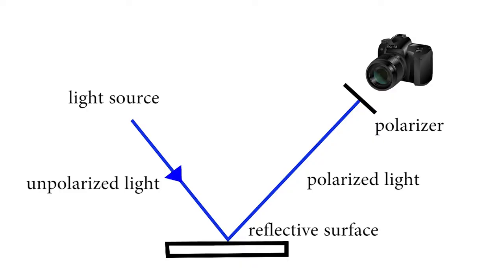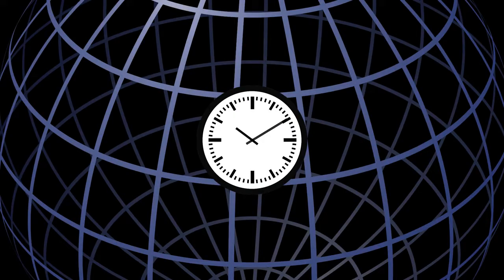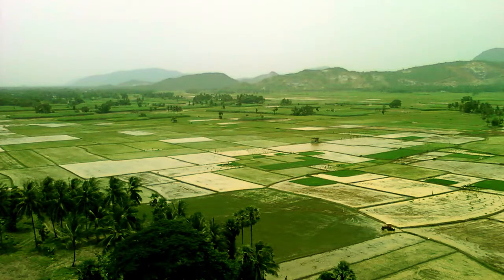So how does this work? Well, to get circularly polarized light, you first need polarized light. And to get polarized light, first you need light. And to get light, first you need to invent the universe. So, as far as we know, the universe is made up of space and time and some fields. And that's pretty much it.